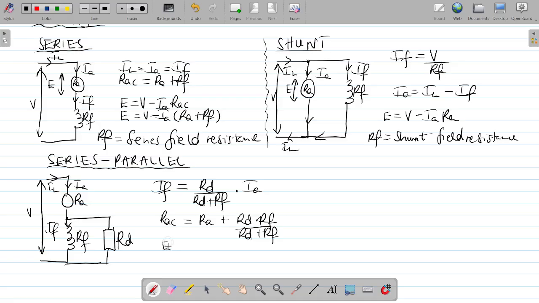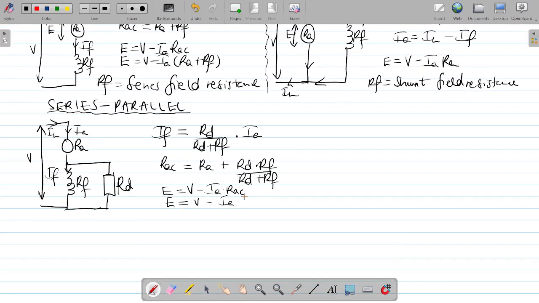Lastly, it's the formula for EMF. So EMF says V minus IA times the total armature circuit resistance. Alternatively, you're saying for E, V minus IA into the whole formula for RAC, which is RA plus your RD times RF over RD plus RF. So this is how you would have to go about these three circuits.